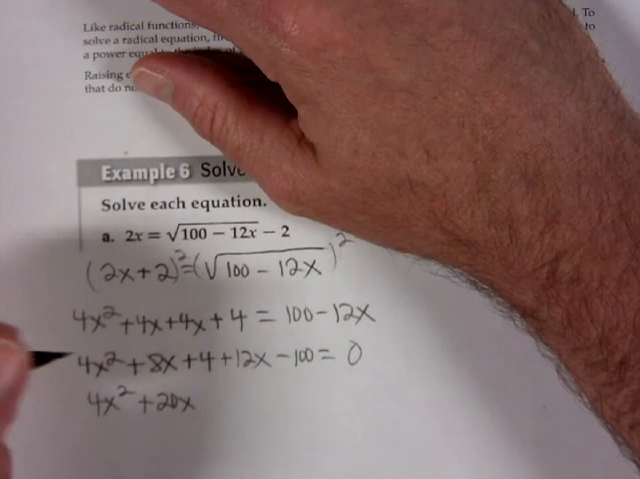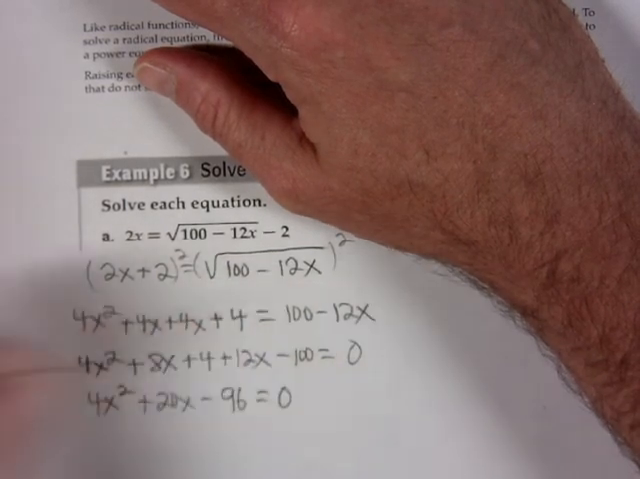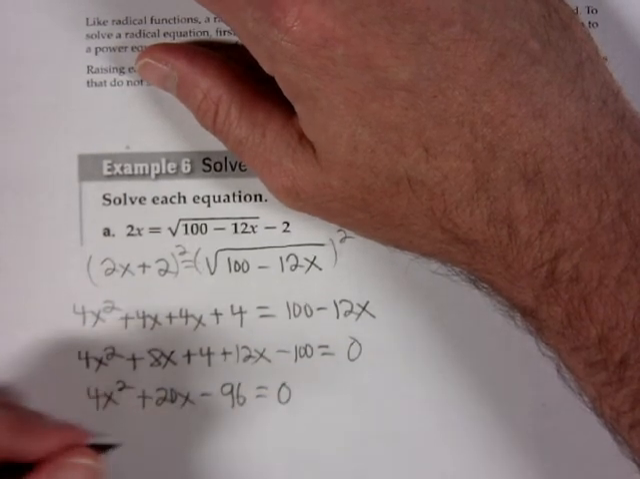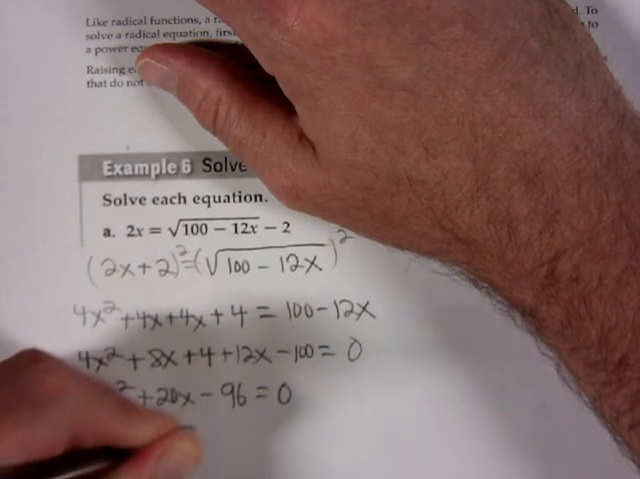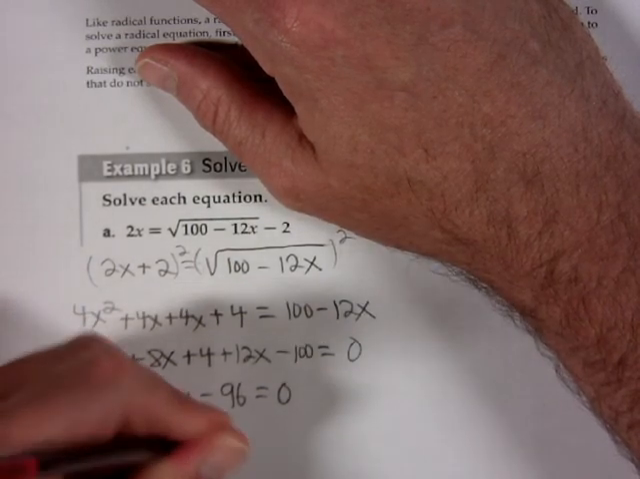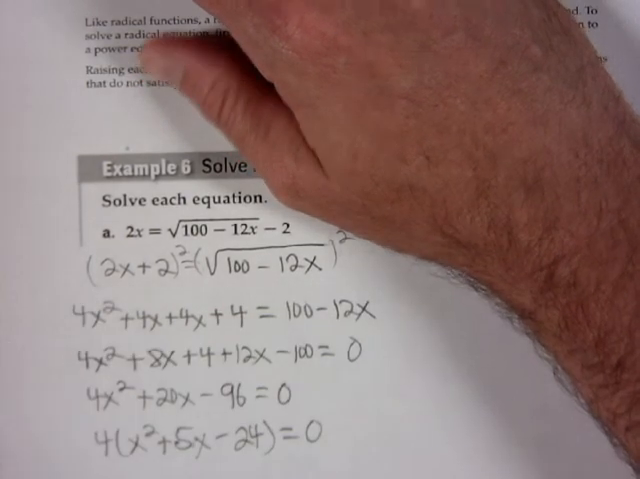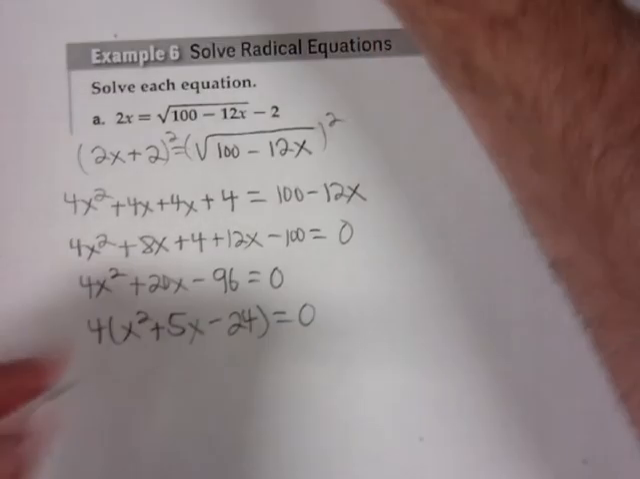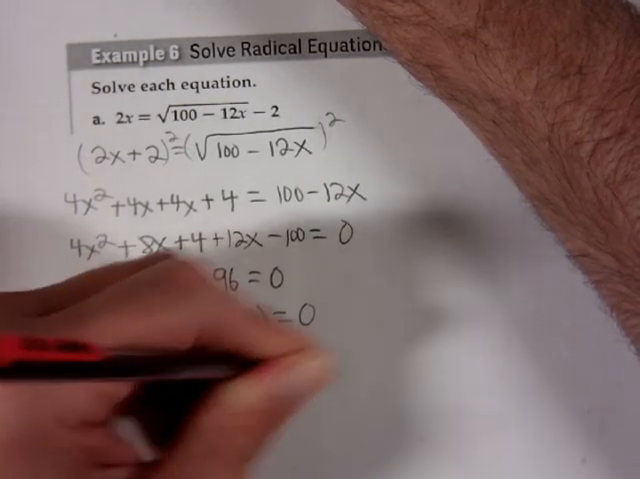And 4 minus 100, that's negative 96, equals 0. Okay, so the next thing I'm going to do here is pull a 4 out of here. That'll leave me with x squared plus 5x minus 24 equals 0. So I factored a 4 out of there. Now I can factor these parentheses into a product of two binomials. So that's what we'll do next.